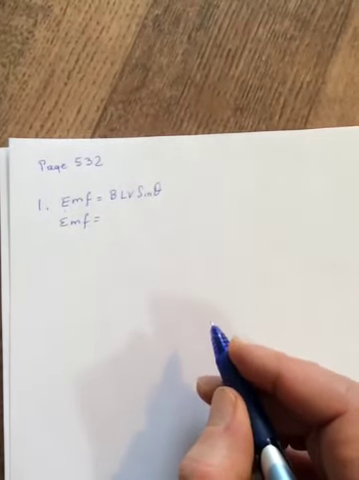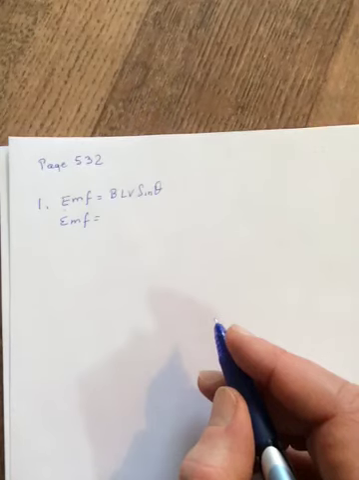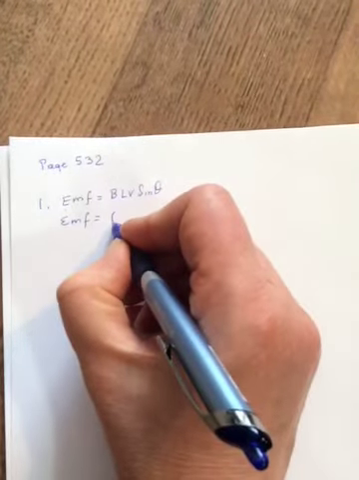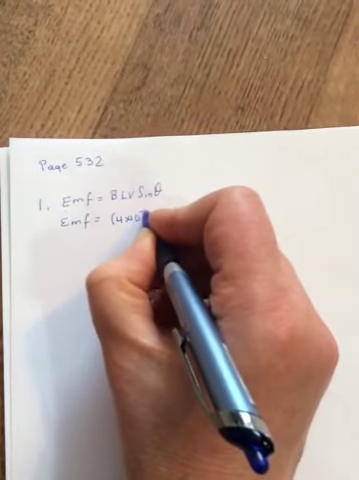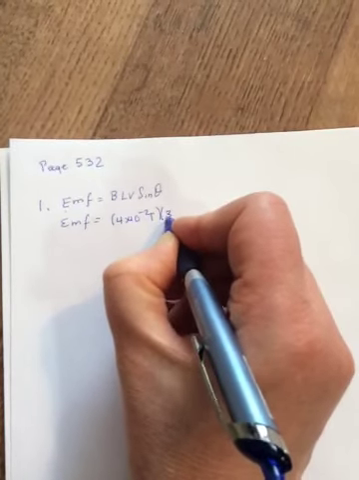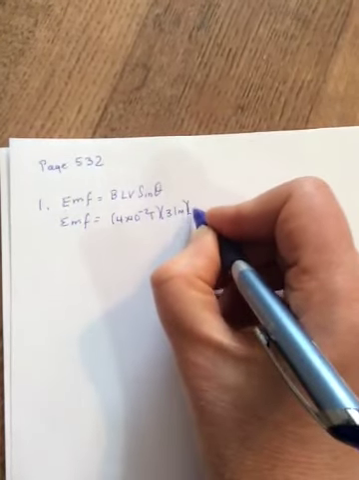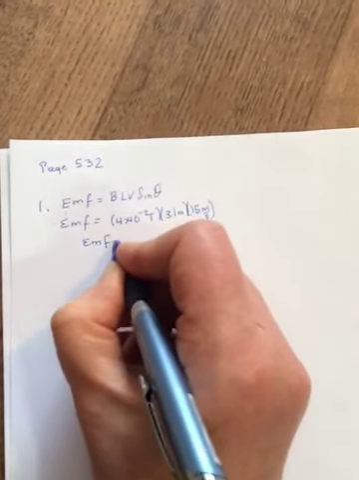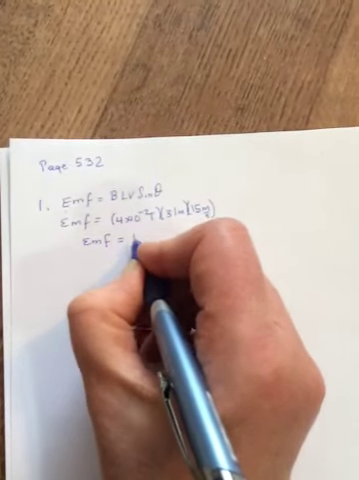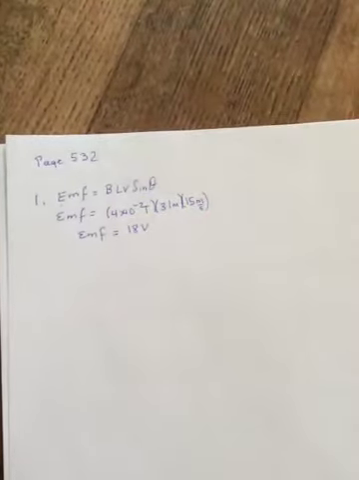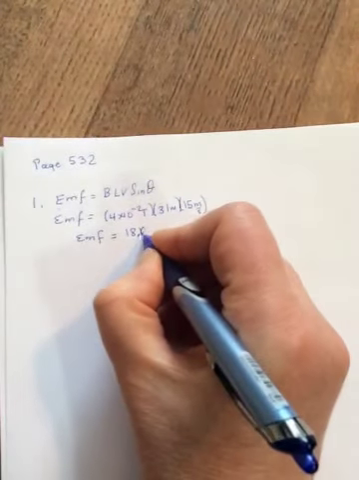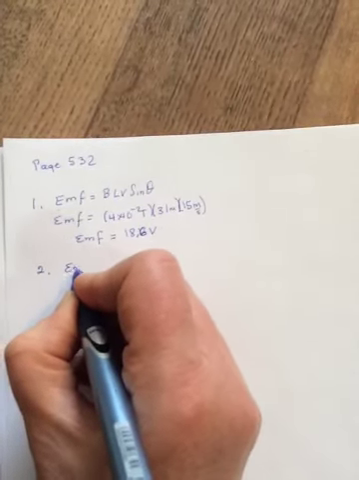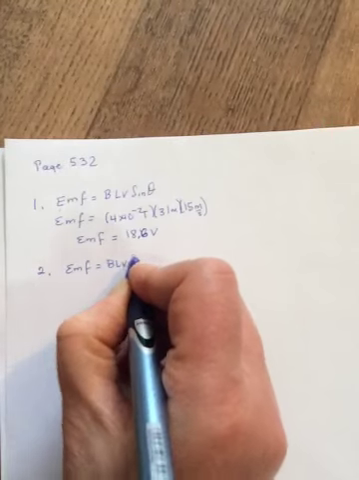Number 1, a wire segment 31 meters long moving straight up through a 4 times 10 to the negative 2 Tesla magnetic field at a speed of 15 meters per second. So 4 times 10 to the negative 2 Teslas, 31 meters long, 15 meters per second, and straight up through indicates the angle is 90 degrees. And so you should get an EMF of 18.6 volts. Too bad I can't make out my own writing.